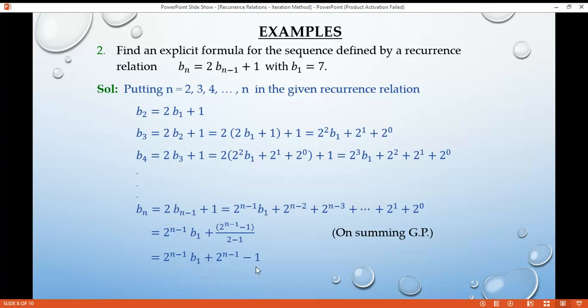So when we solve this, you will get 2 raised to the power n minus 1 b1 plus 2 raised to the power n minus 1 minus 1, and we know the value of b1, that is given in the question, 7. So bn equals 7 times 2 raised to the power n minus 1 plus 2 raised to the power n minus 1 minus 1. So like that, this is the solution of the given recurrence relation. Is it clear? When you practice the question, you will find it.